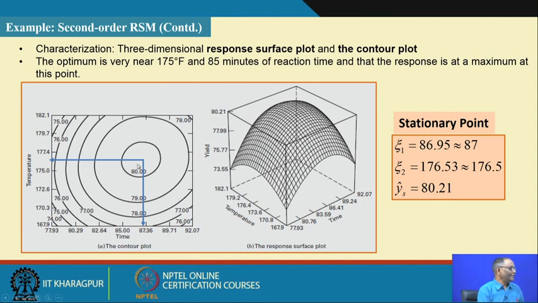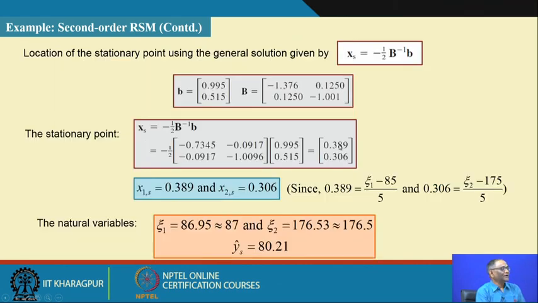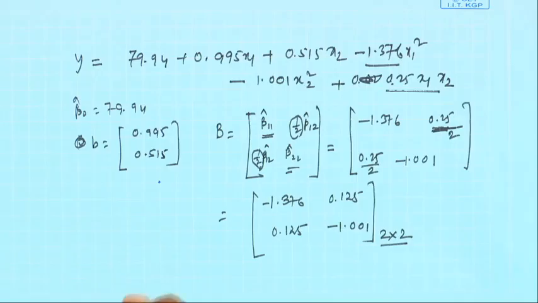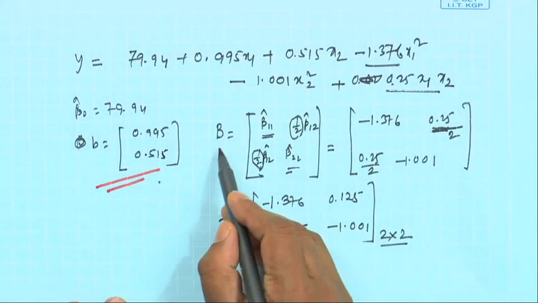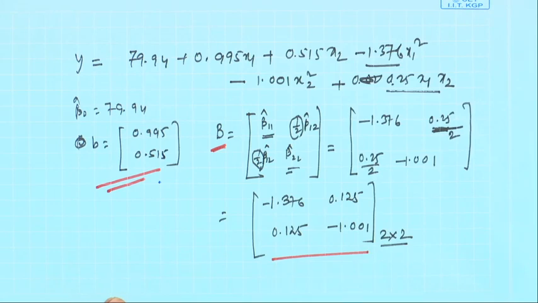And now, from this plot you are finding out this is a point of maximum, because you see that the response surface is a hill-like structure. Now, we want to use the canonical part. So, what is the stationary point? Xs is minus half B inverse b. Now, the B part is given to you. So, small b is this, and capital B is this.